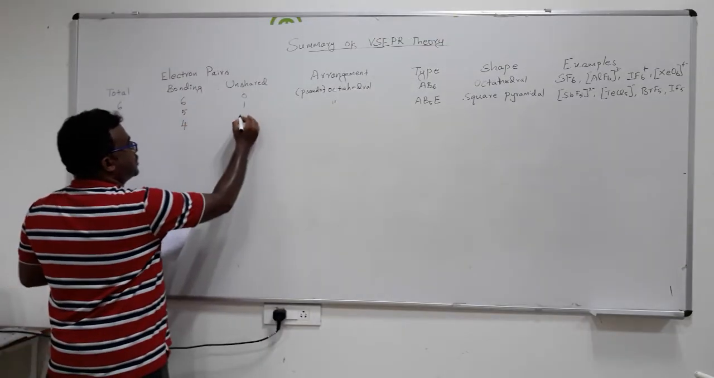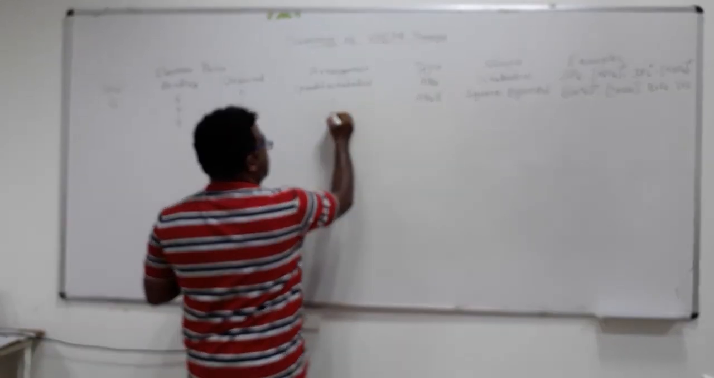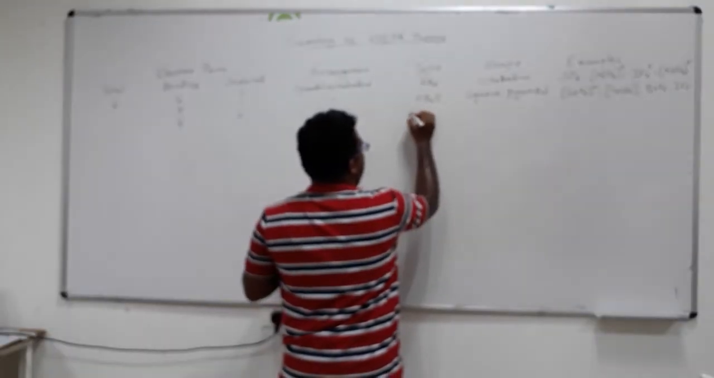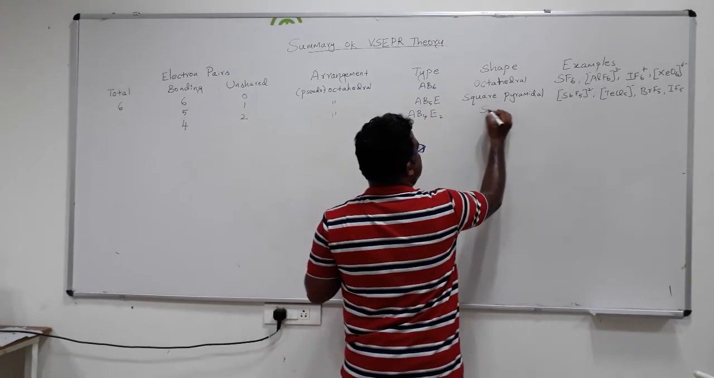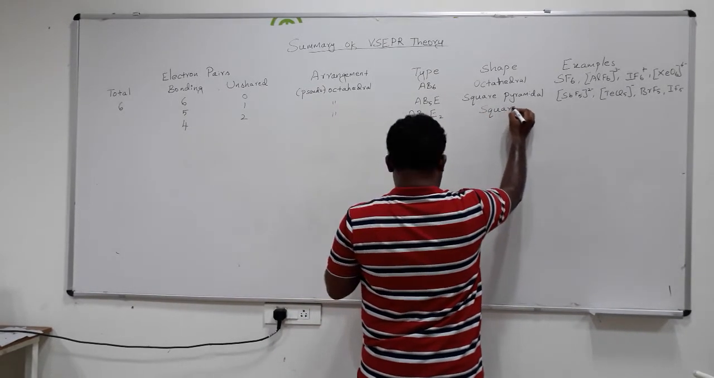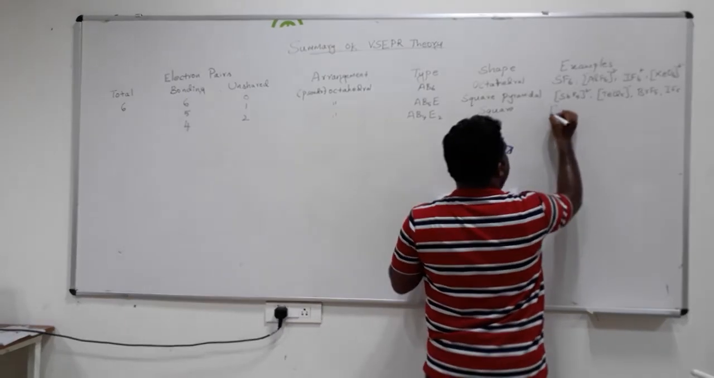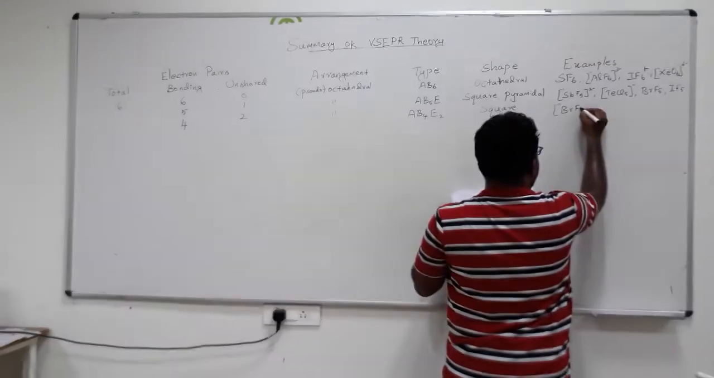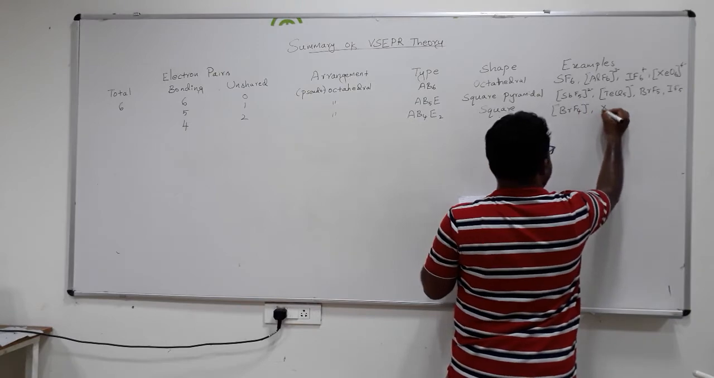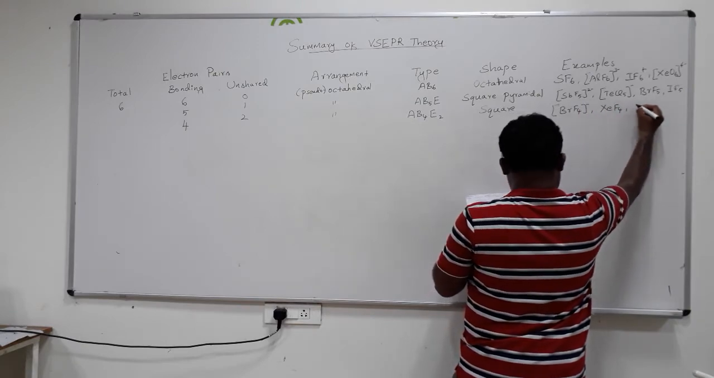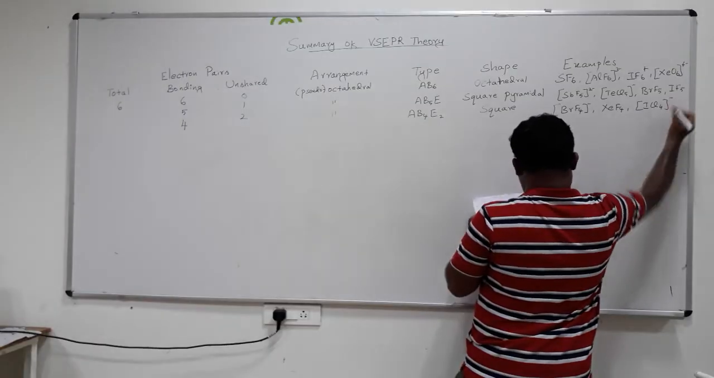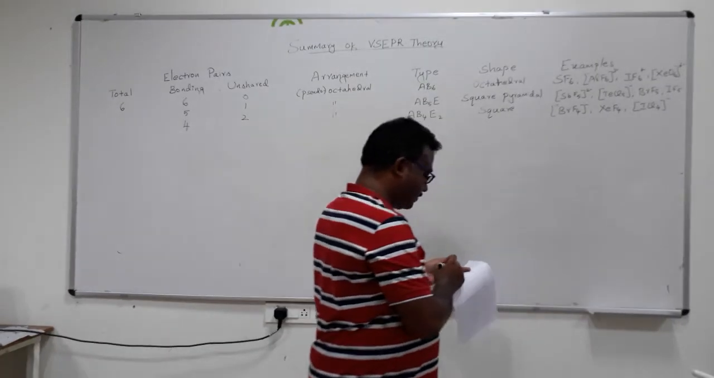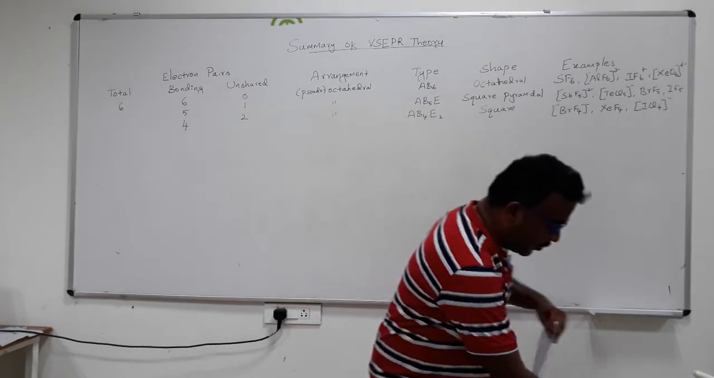In case you have 4 bonding electron pairs and 2 unshared pairs of electrons, again pseudo octahedral, the type of molecule is AB4E2, and the shape of the molecule is square. Examples for square are BrF4 minus, xenon tetrafluoride, ICl4 minus. So square, how does it look like?